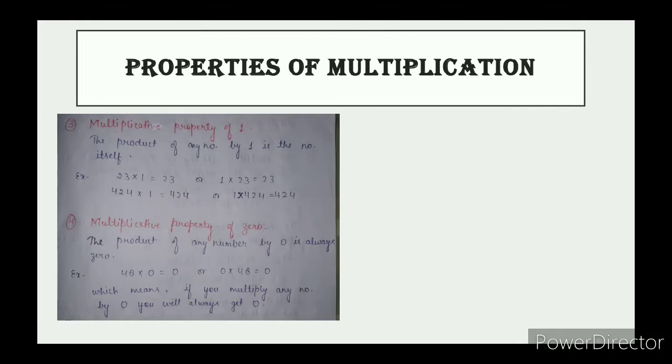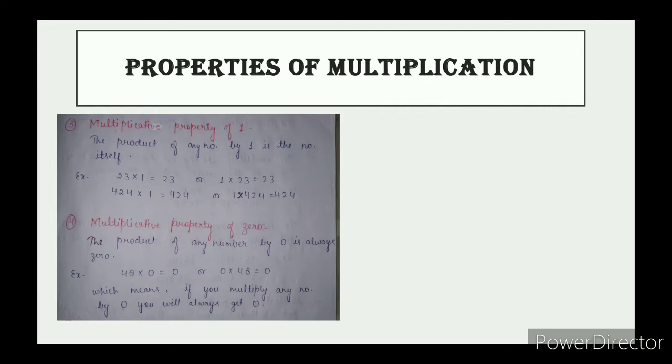Now the third property of multiplication is multiplicative property of 1. The product of any number by 1 is the number itself, which means when we multiply any number by 1, you will get the same number. For example, 23 multiply 1 is equal to 23, or 1 multiplied 23 is also equal to 23. Means if you change 1 even in any place, you will get the same number, and so on.